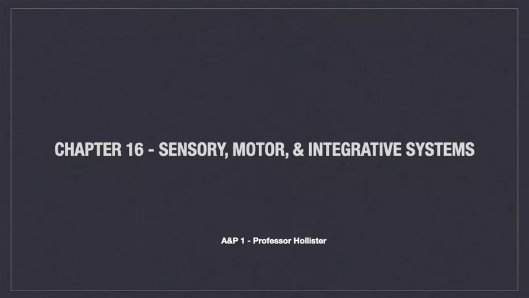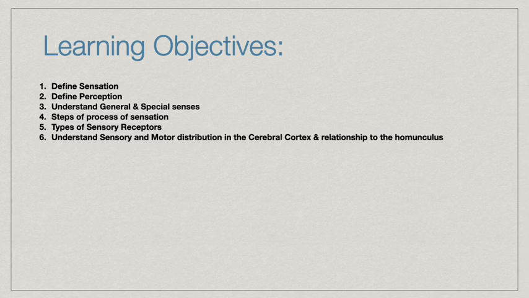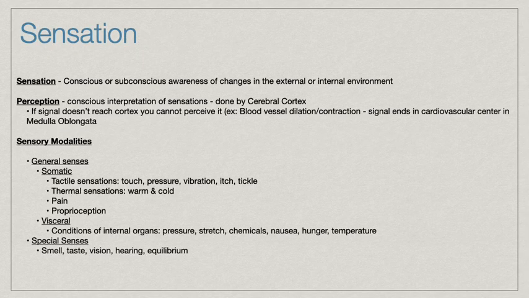In this lecture, we're going to cover Chapter 16, which reviews sensory, motor, and integrative systems. We're going to start off looking at the definition of sensation versus perception and understanding how that works in our body. And then we're going to compare and contrast general versus special senses. We will look at types of sensory receptors and then talk about how we have different sensory and motor distribution in our cerebral cortex.